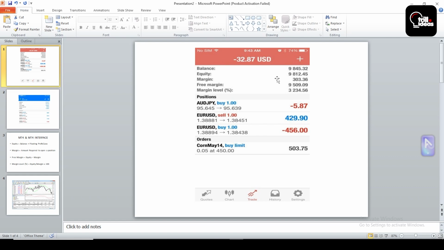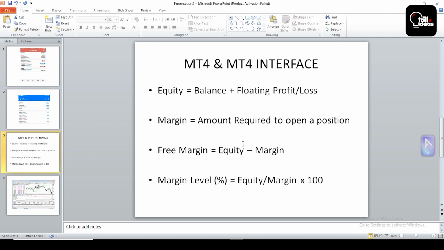So you can press your calculator and check out 9,845.32 minus 32.87. It will give you this equity. I have the formula down here. You can jot it down so that you follow me as I'm trying to explain how it works.